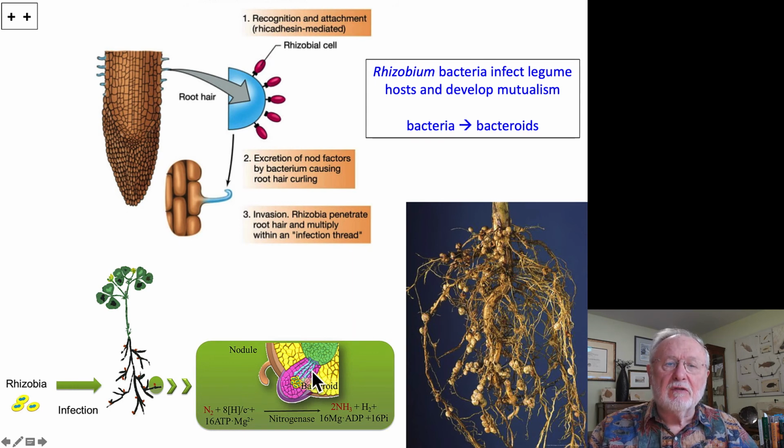Inside these nodules is the bacteroid, and in this symbiotic relationship, this mutualistic relationship, the plant provides the carbohydrates necessary for the bacteria's growth and the energy for nitrogen fixation. The bacteria converts diatomic nitrogen into ammonia and provides that ammonia to the plant for growth.